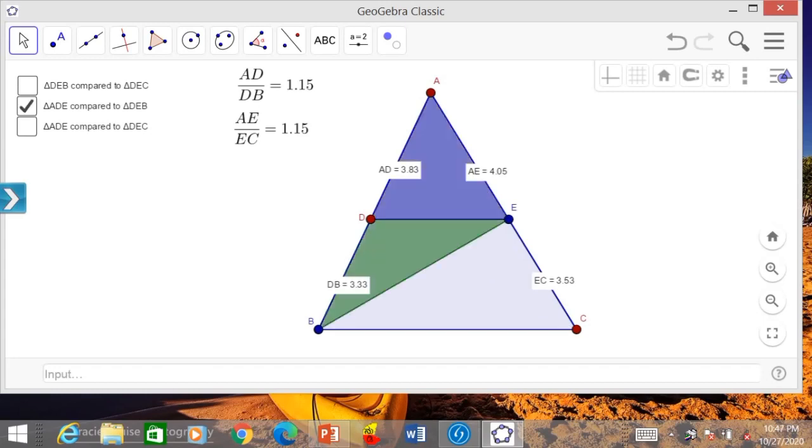Triangle DEB and DEC are equal in area. Then you have to compare the area of triangle ADE and DBE. After that, you have to compare the area of ADE and DEC. Remember this to prove the theorem.